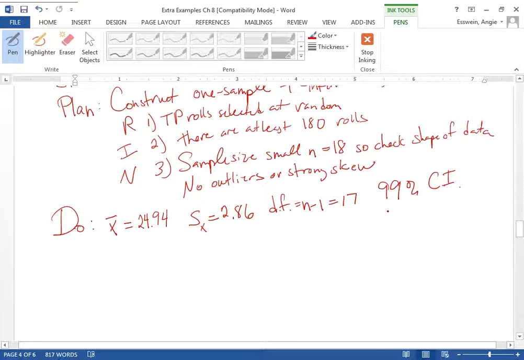So that means we would do inverse t. The area is 0.5%, so 0.005. Be really careful on that. And degrees of freedom is 17. And that gives us t star equal to 2.898, almost 3 standard deviations.